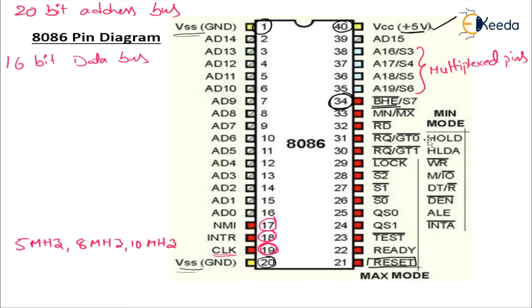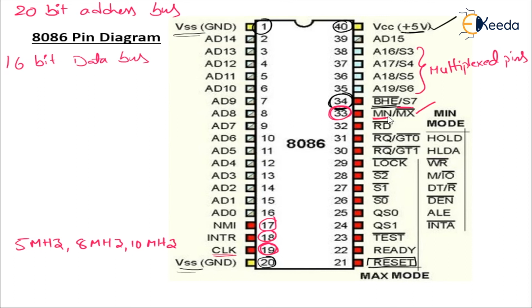Mn by mx bar. What I already told, pin number 33. The 8086 microprocessor is operated on how many modes? Two modes, minimum mode and maximum mode. So mn by mx bar has a bar, that means mx is active low, and mn is active high.